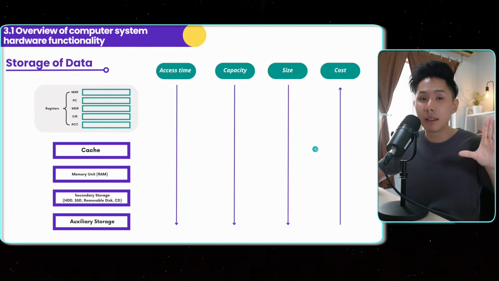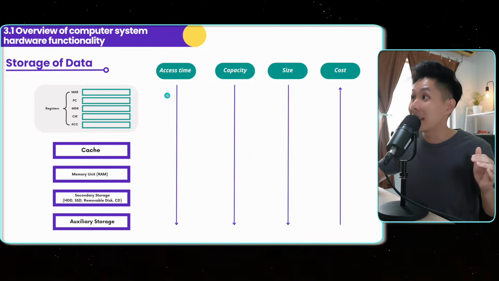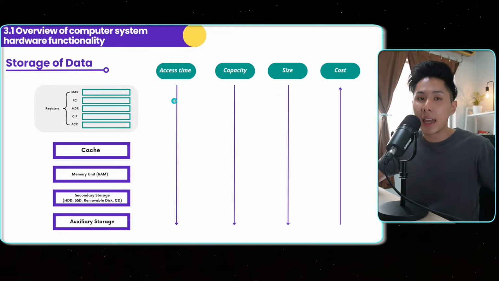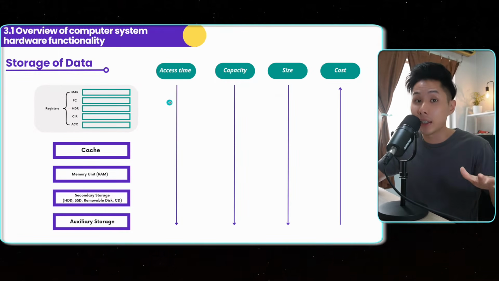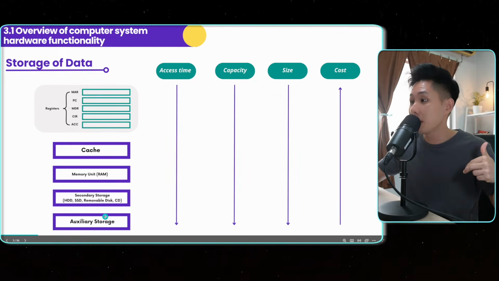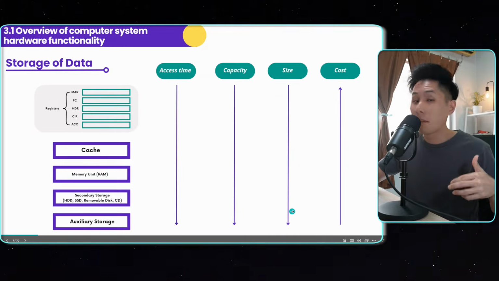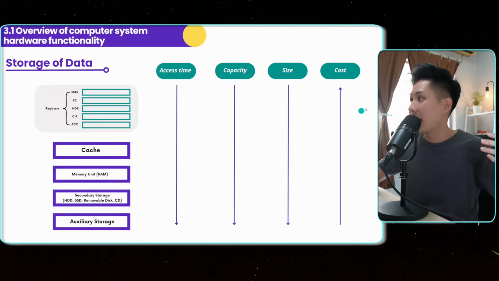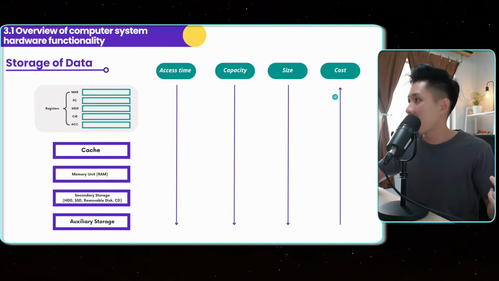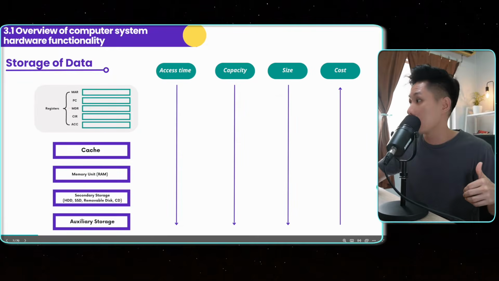To compare the different types of data storage components, I have created this diagram here. As you can see, the register has the shortest access time, meaning it takes the CPU the shortest time to access it, which means it is very quick. Auxiliary storage has the longest access time, but it also comes with the highest capacity and size. Of course, with greater access speed, it becomes more expensive. So registers here are the most expensive, followed by cache, memory unit, secondary storage, and also auxiliary storage.